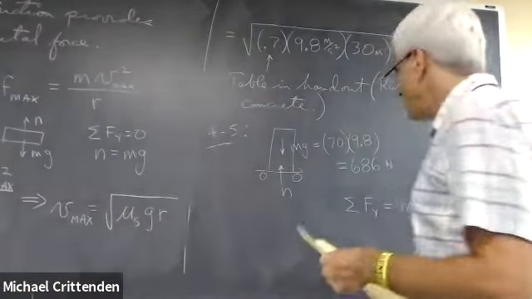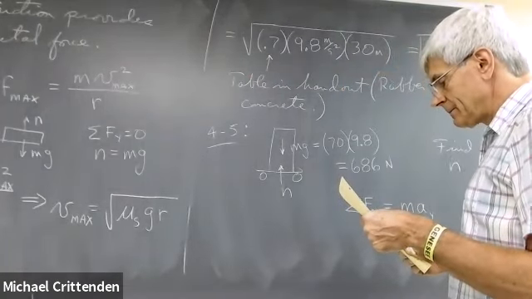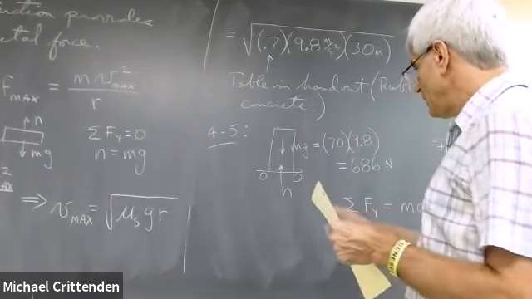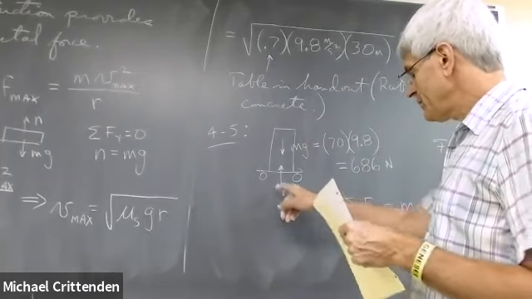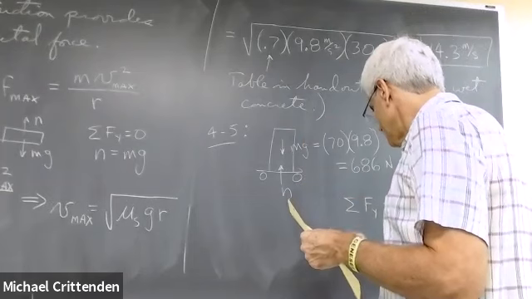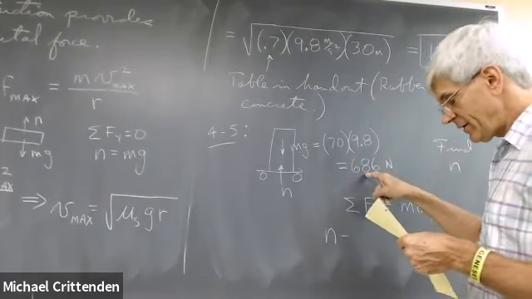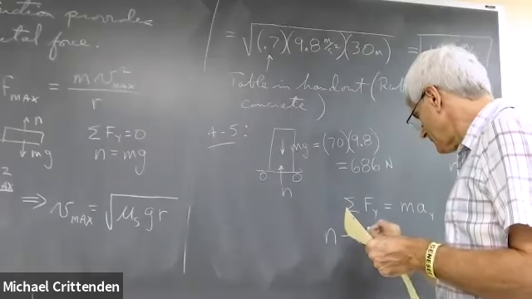Let's fill stuff in. I'm going to say up is positive. So positive N. In the negative direction, 686 newtons.